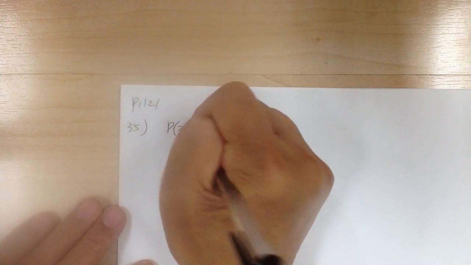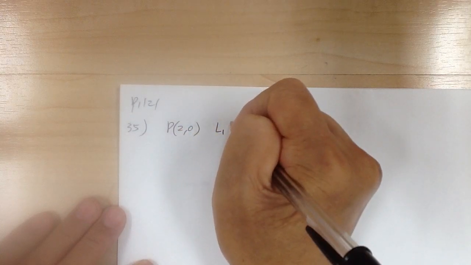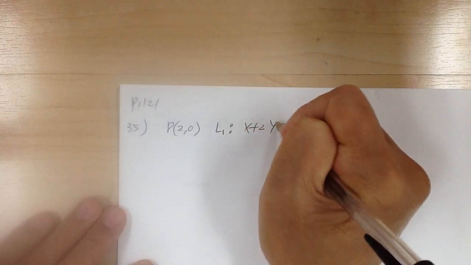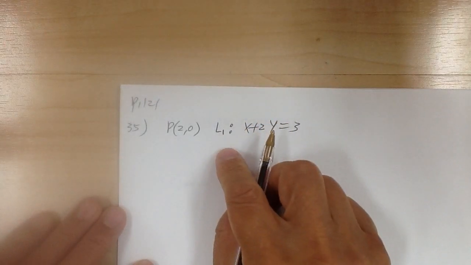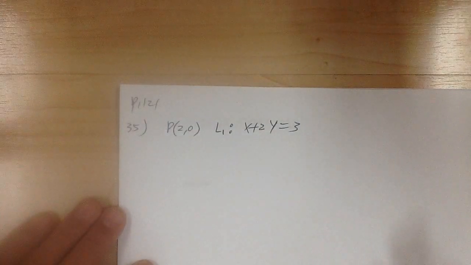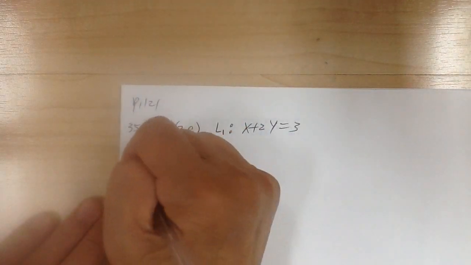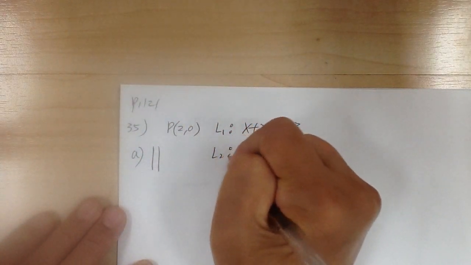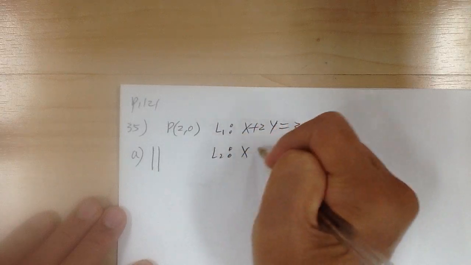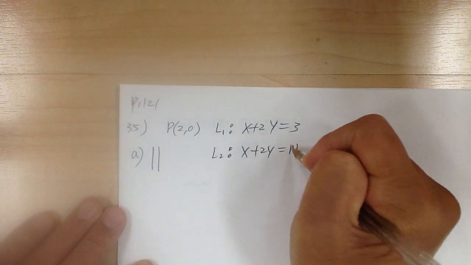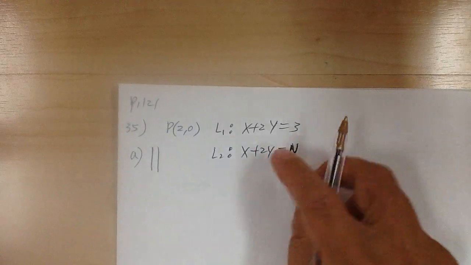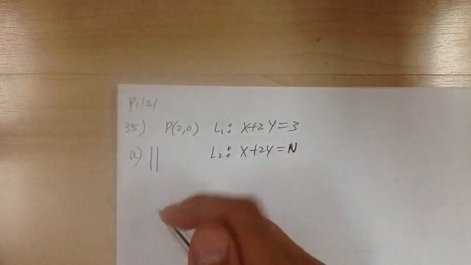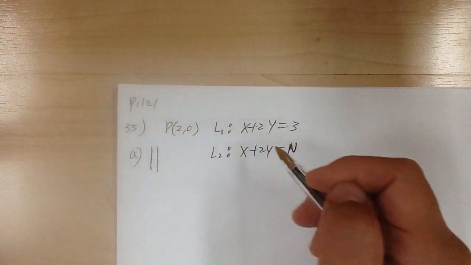Okay, the point is (2, 0), and the first line is x plus 2y equal to 3. And the reason I use L1, L2 is that it tells you which is the original and which is the new line. So for part A, we're doing the parallel line. If it's going to be parallel, right away they're going to have exactly the same format, and it will equal a number. Since they're parallel, they have to have exactly the same thing. The only difference is that each of these lines has its own number.